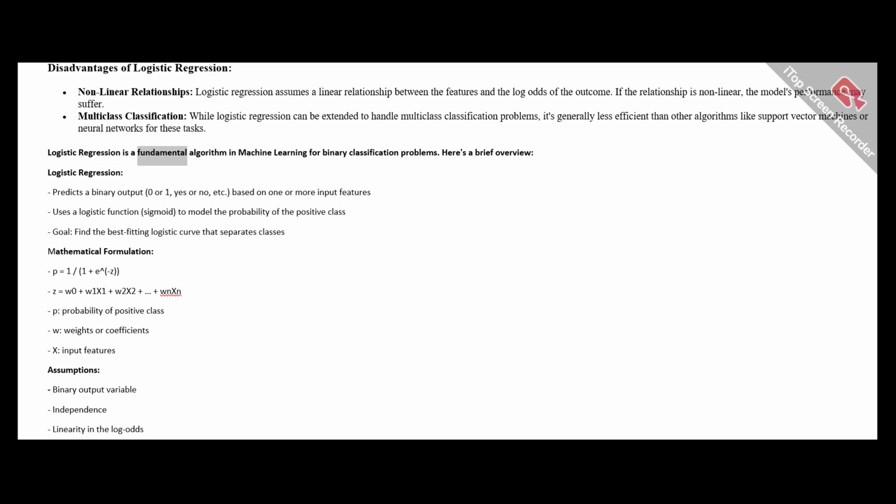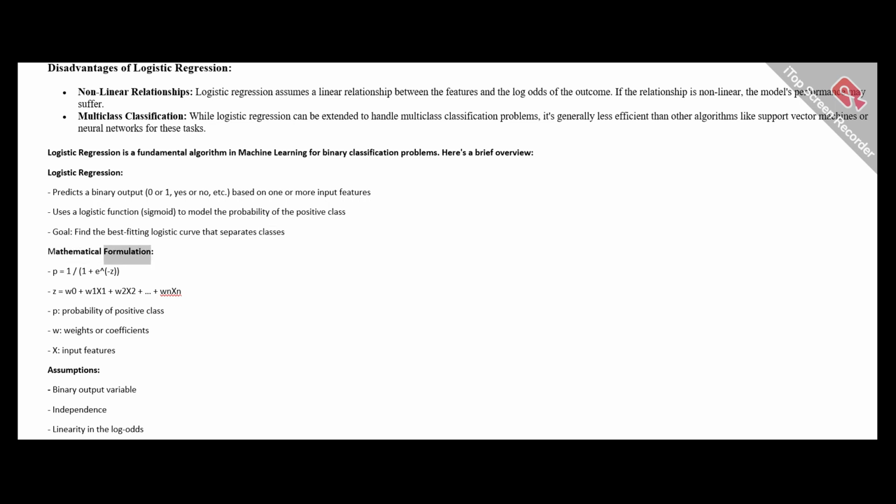Logistic regression is a fundamental algorithm in machine learning for binary classification problems. Here's a brief overview. Logistic regression predicts a binary output, 0 or 1, yes or no, etc., based on one or more input features. It uses a logistic function, sigmoid, to model the probability of the positive class. Goal: find the best fitting logistic curve that separates classes.